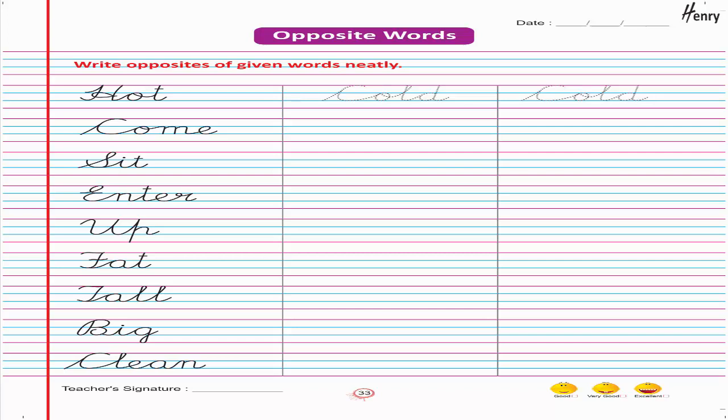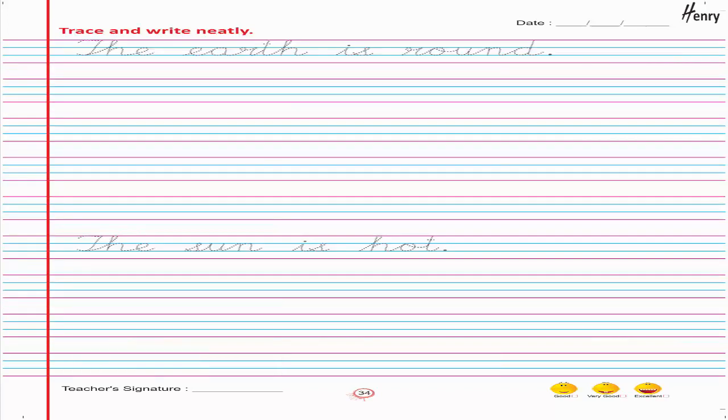Opposite words. Write opposites of given words neatly. Hot, cold. Trace and write neatly. The earth is round. The sun is hot. Trace and write neatly. Fruits and vegetables are healthy. We should write neatly.